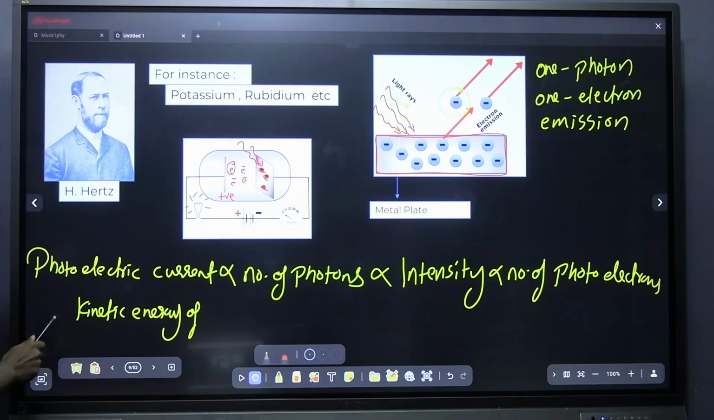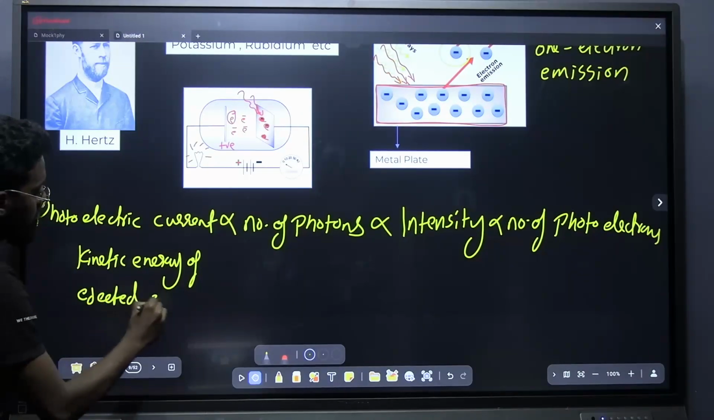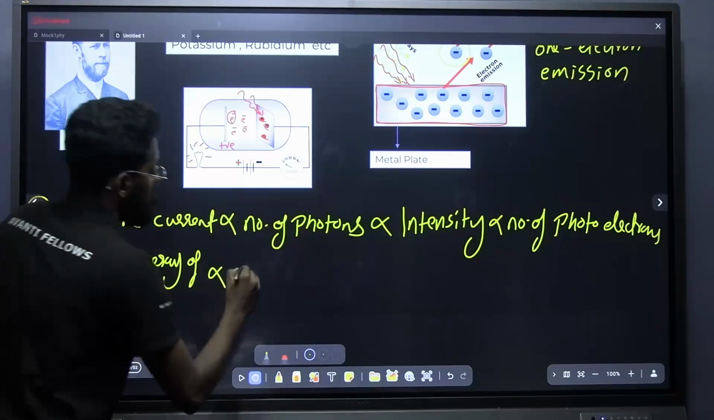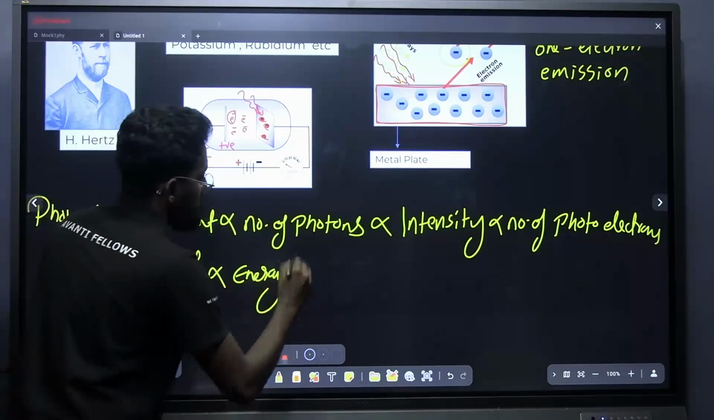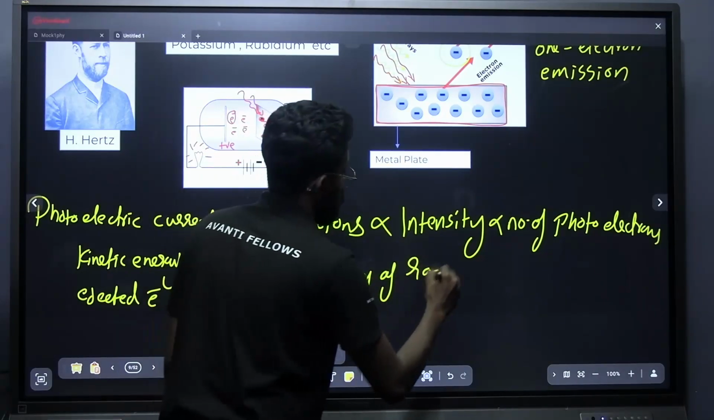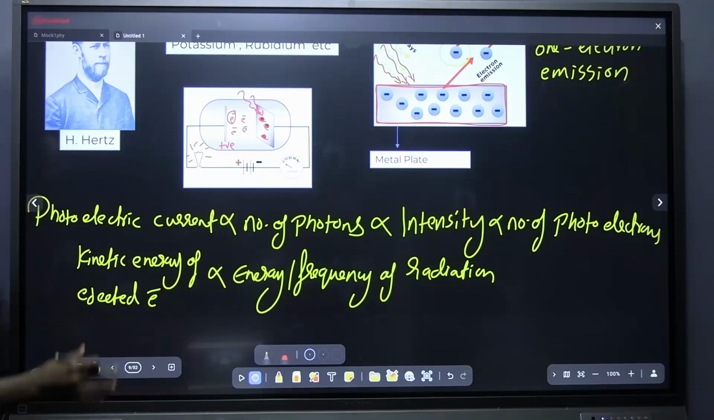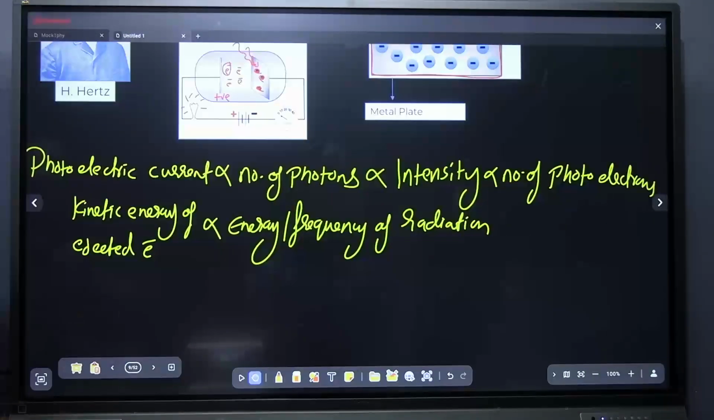Frequency. Yeah, frequency. Very good. Frequency or energy. Energy of ejected electron is directly proportional to the energy or frequency of radiation. That is, if I want to increase the kinetic energy, I have to increase energy or frequency of radiation. If I want to increase the photoelectrons, I have to increase the intensity. That is the main point here. Okay, got it? Is it clear, everyone?